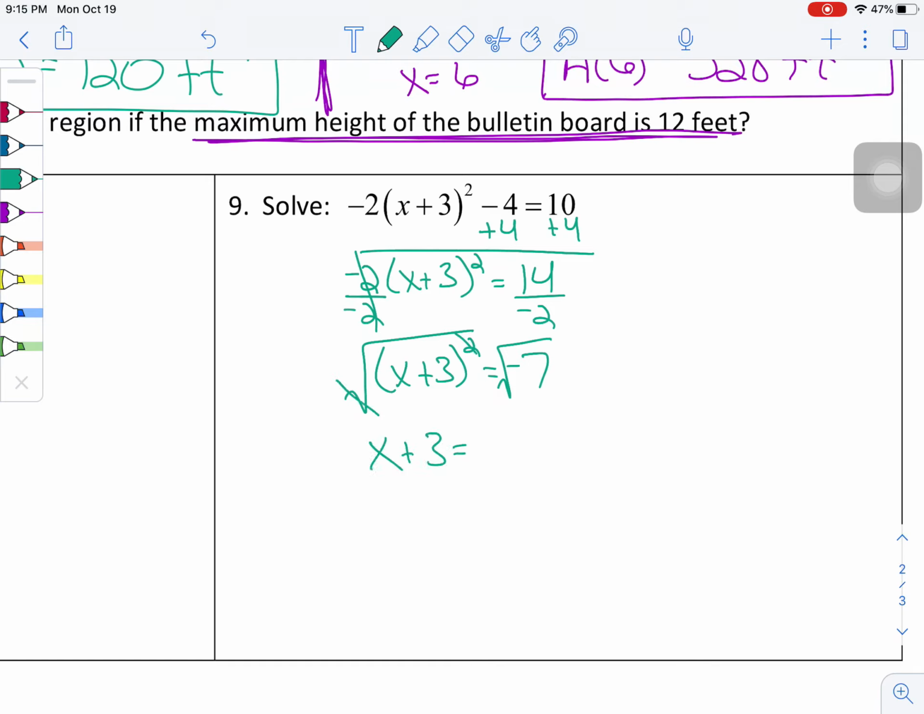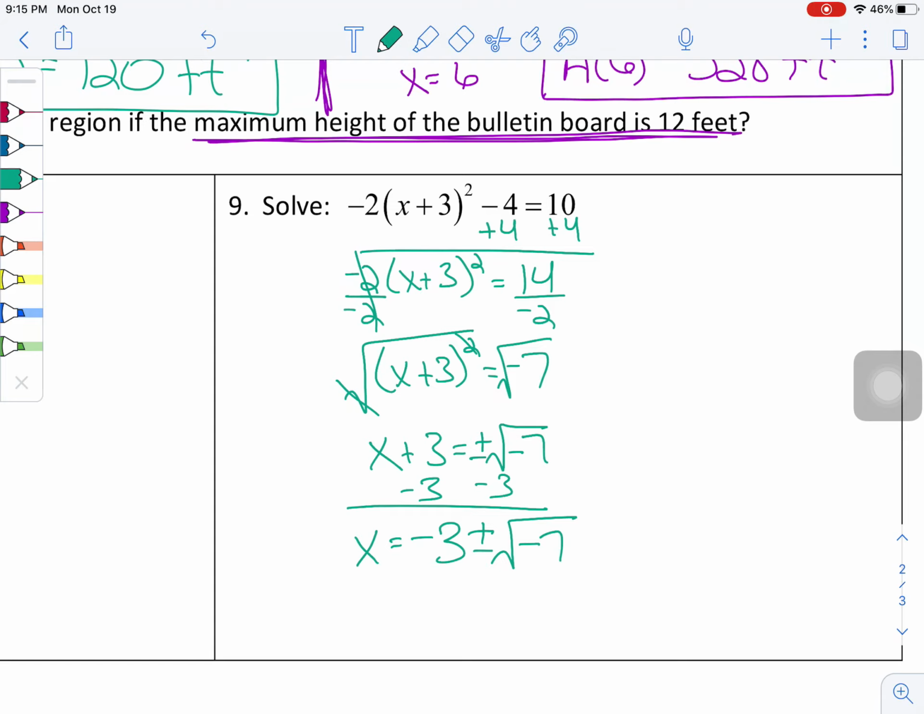So square and square root cancel. X plus 3 is equal to, now if you try and put the square root of -7 in your calculator, it is most likely going to give you an error message because the square root has a negative underneath it. It's okay. So no big deal there. What I'm going to do though is just leave it as plus or minus the square root of -7. Last thing I'm going to do here is subtract 3 from both sides. All right, so x is equal to -3 plus or minus the square root of -7. You do not need to do anything with this answer. I am not wanting any form of decimal, so just leave it as is.